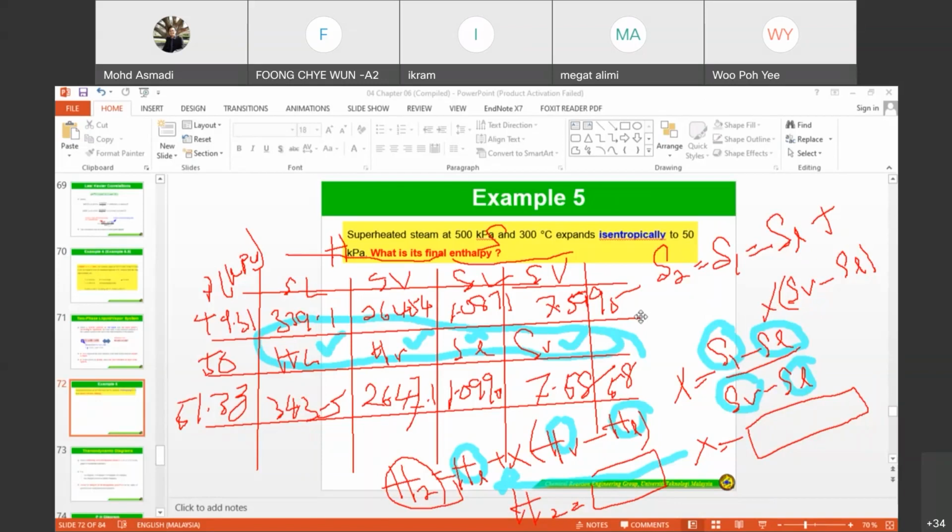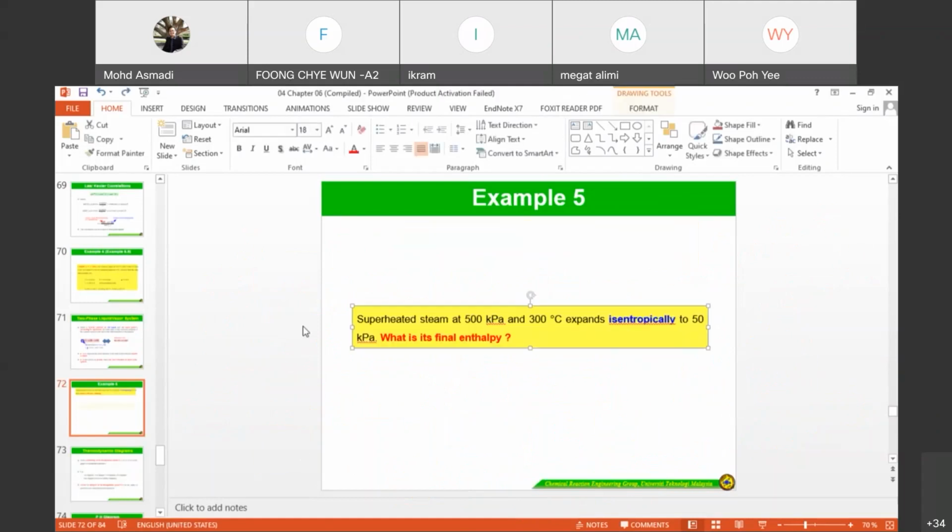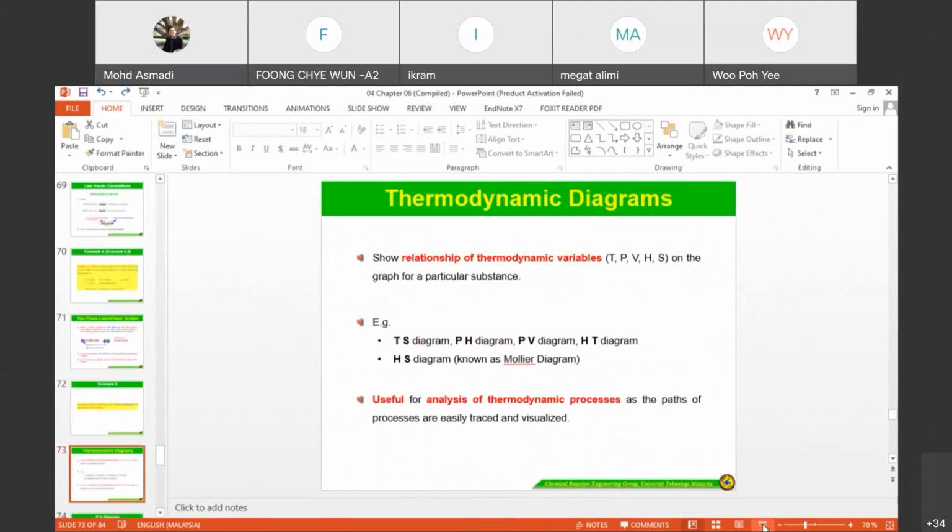Example 5. Please do this one, and if you can answer, I will ask in the next class, before we start with chapter 11. Okay, please write down this one. Let's continue.